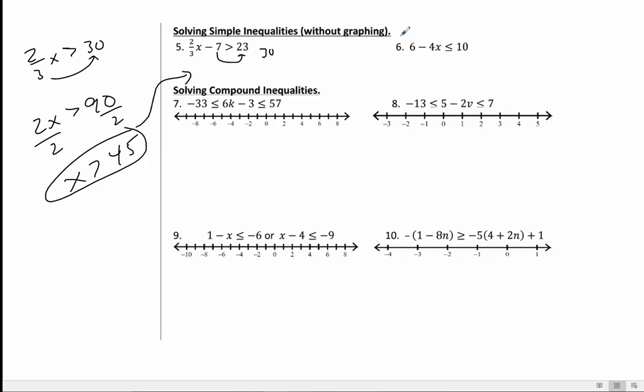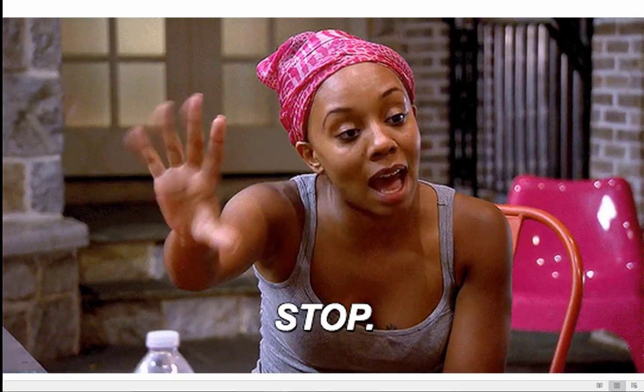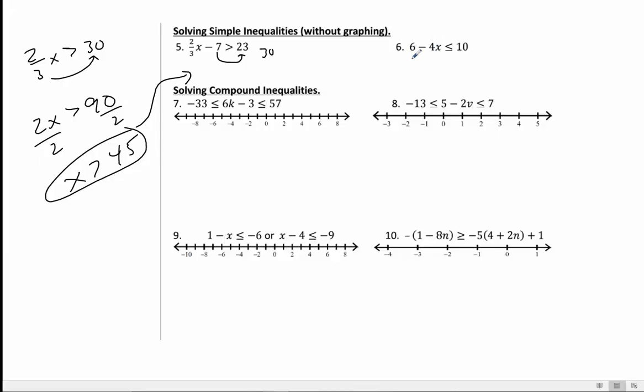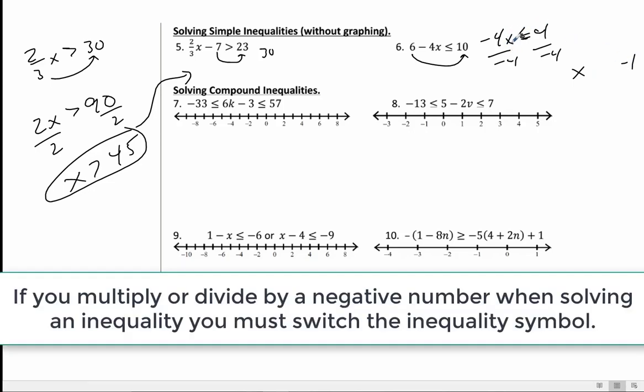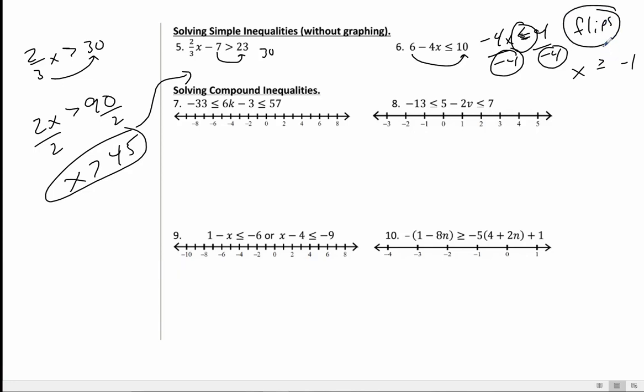All right, I want you guys to try 6. Pause video now. All right, number 6, here we go. I want to minus the 6. So I get negative 4x, I'm sorry, not equals, less than or equal to 4. Divide by negative 4. And 4 divided by negative 4 is a negative 1. The rule states this: if I divide by negative or multiply by negative, the symbol changes. It flips. So now it's greater than or equal to negative 1.